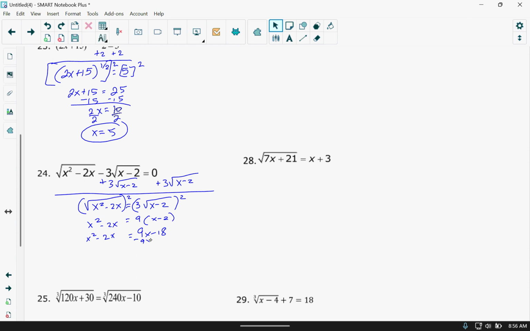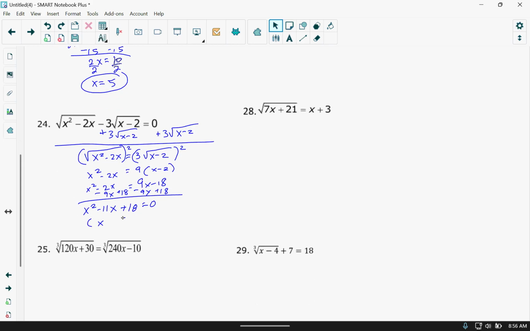I'm going to subtract 9x, and then I'm going to add 18. So I'll have x squared minus 11x plus 18 equals 0. Now I can factor it. This is a simple ABC. Two numbers that multiply to 18 but also add to 11 are 9 and 2. And to make it a negative 11, it's got to be negative 9 and negative 2. So that means that our two possible solutions are going to be 9 and 2.